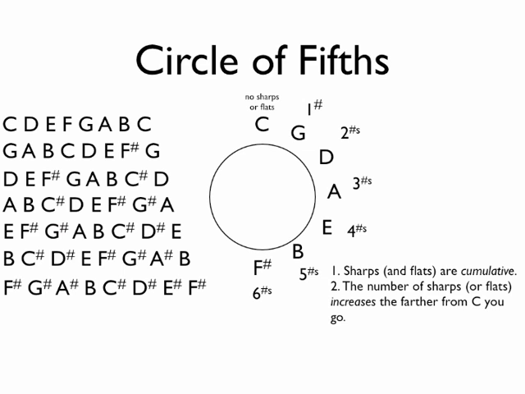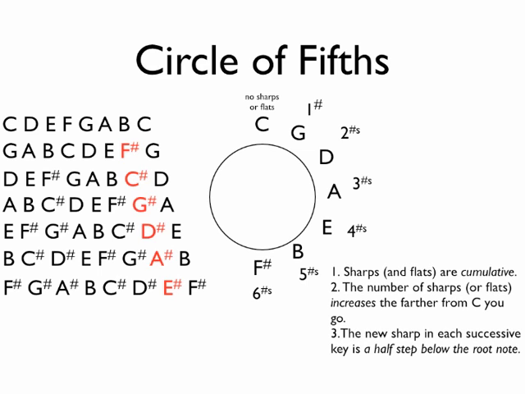Now, we know that they're cumulative and that they add up and they increase as you go. We also need to know what's the new sharp that gets added in each key. So if you look at this F sharp in the key of G, that's a half step below the root note. So the root note is the name of the key, and a half step is just one fret distance on your guitar. So one fret lower than G is F sharp, just like a half step below D is a C sharp, and one fret below A is G sharp, and from E it's D sharp. You can see each of these. Here's all of them, all lit up for you. And the new sharp in each successive key is a half step below the root note.